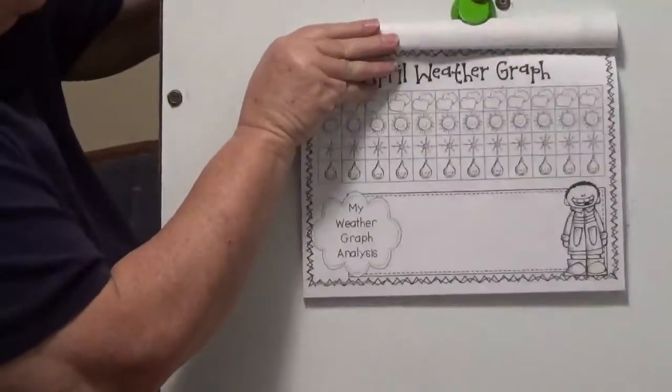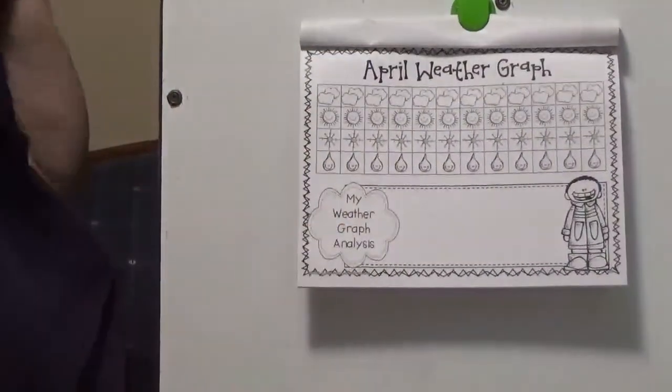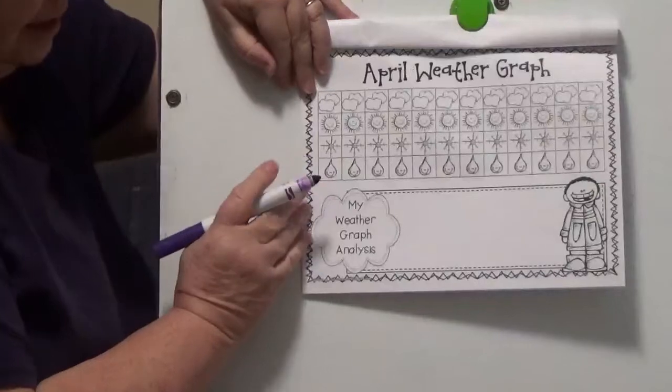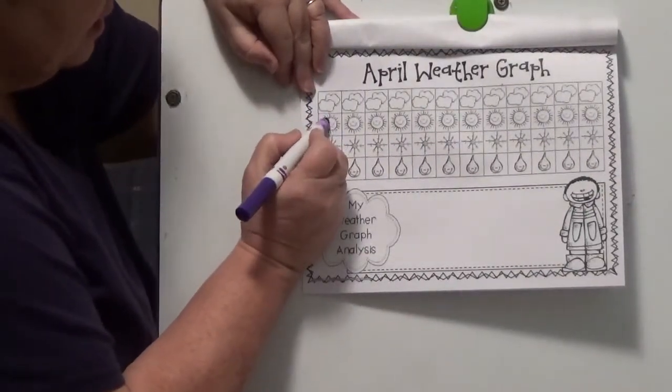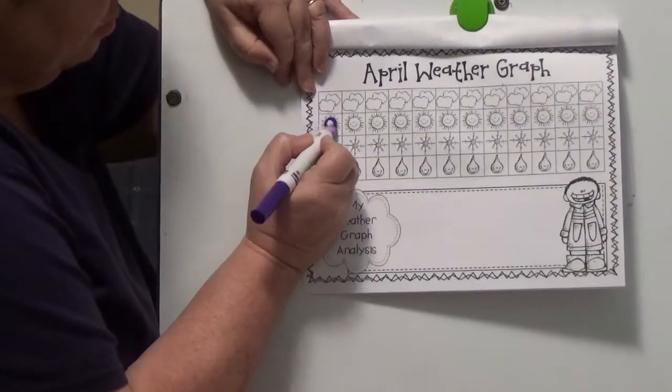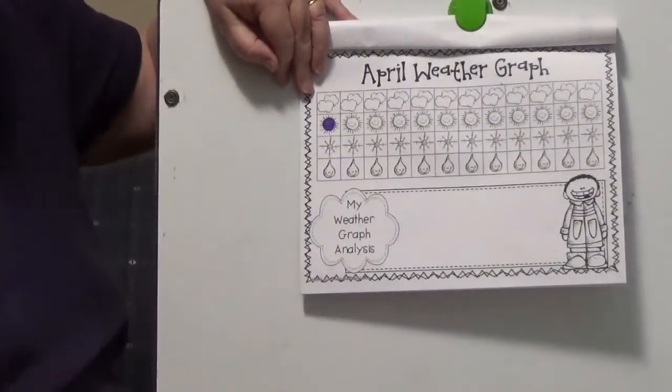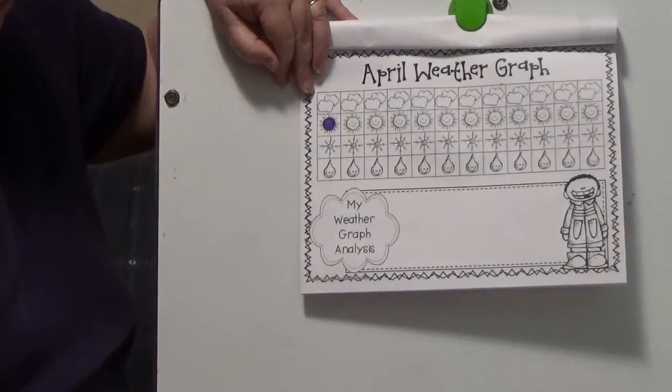There we go. So now we are at our weather page. For April's weather, today was sunny, so I'm going to fill in 1 sunny. And then we'll be catching up with our weather after that.